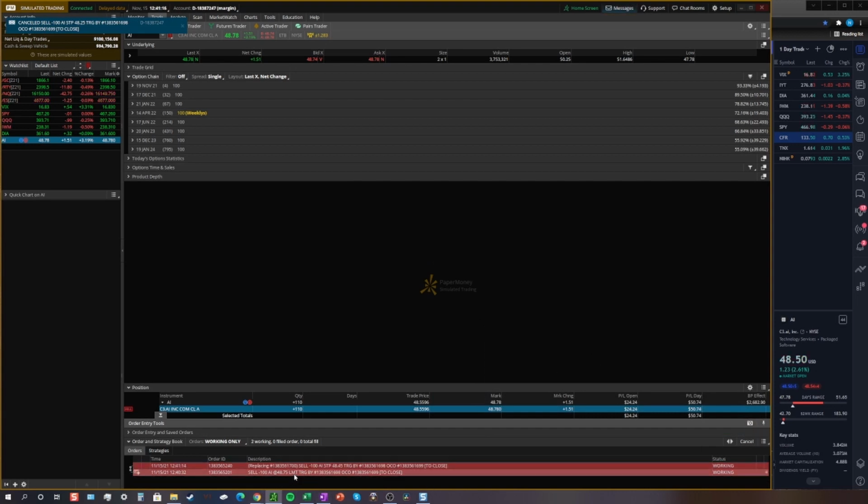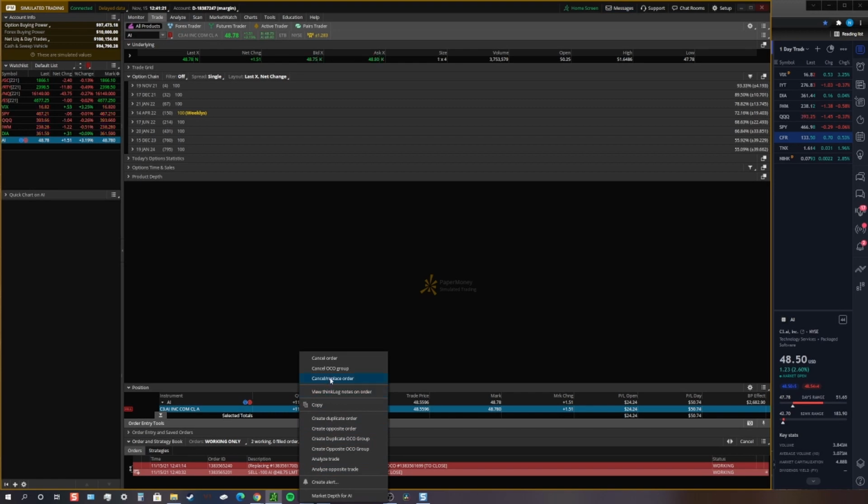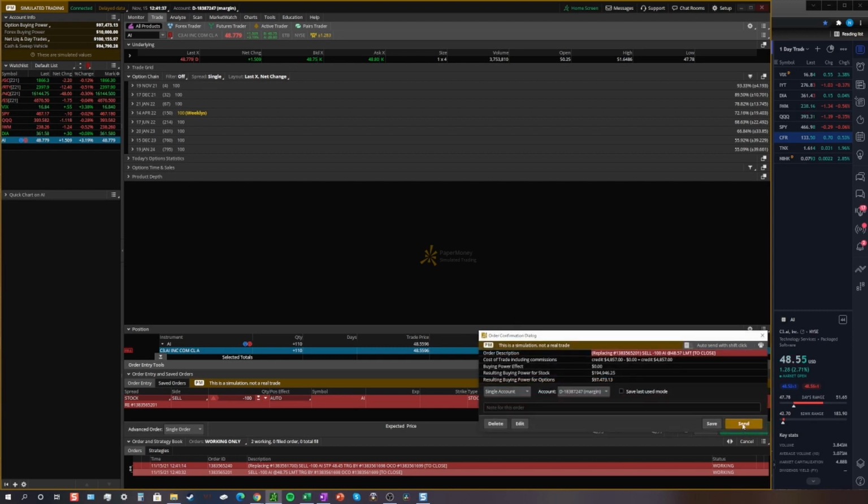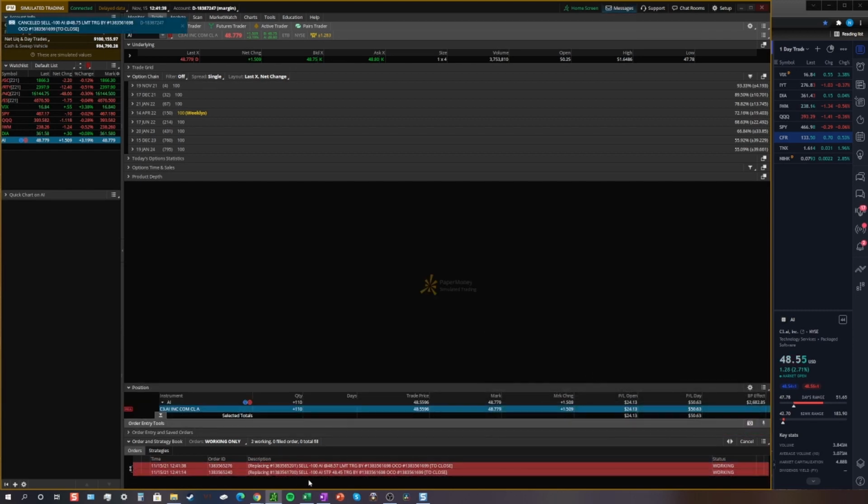So there you go. Stop loss has been moved up to 48.45. And then the limit fill, we'll move this down to 48.60. I'll do 57. And that's how you would edit or adjust an OCO. But yeah, they're still linked.